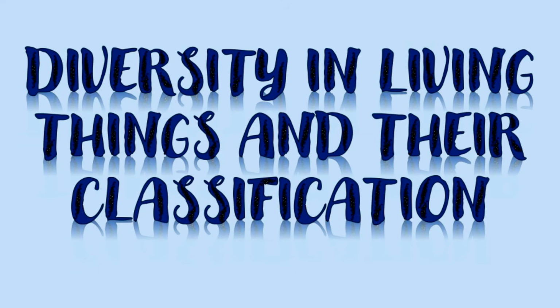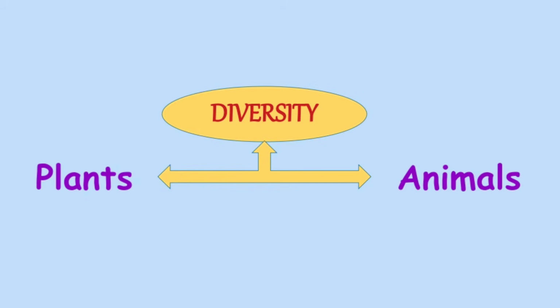Today we will be studying diversity in living things and their classification. So what is diversity? Diversity is nothing but a range of different things. For example, everyone in your classroom is different from each other, maybe in height or weight or color. The geographical conditions at different places on the earth are very different from each other. Diversity is seen in plants as well as in animals. So first we will study diversity in plants.